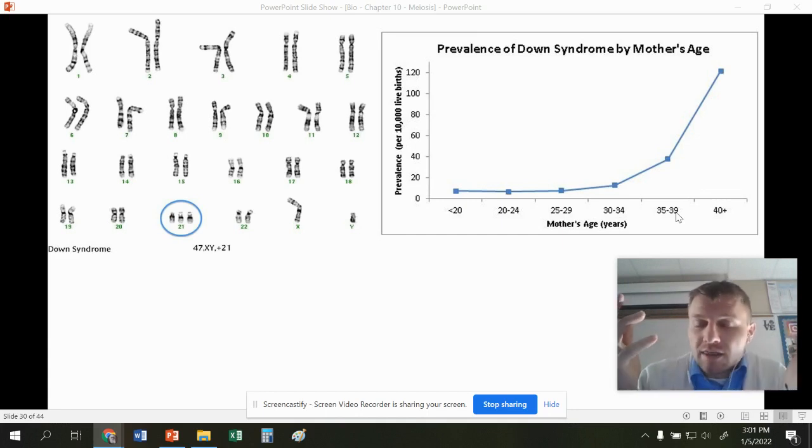But again, this is a great opportunity to talk about why everyone deserves respect, because the people that this happens to don't choose this; it just randomly happens in the cell. So they deserve our respect no matter what.